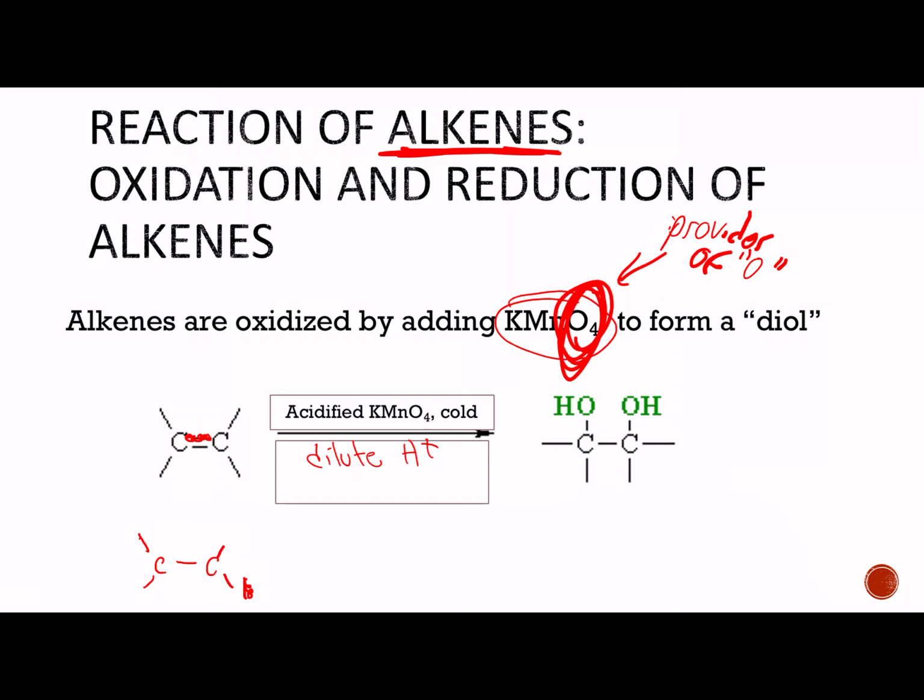And so what I add is, where this used to be just nothing, because it was a double bond there, I add OH. And here I add another OH. And so I add an OH to each side of the carbons that had the double bond. So that would be the carbon here and the carbon there. And I end up with what's called a diol, which means 2 alcohols. So add 2 OHs if you see cold KMnO4 and you see an alkene. That's the recipe.